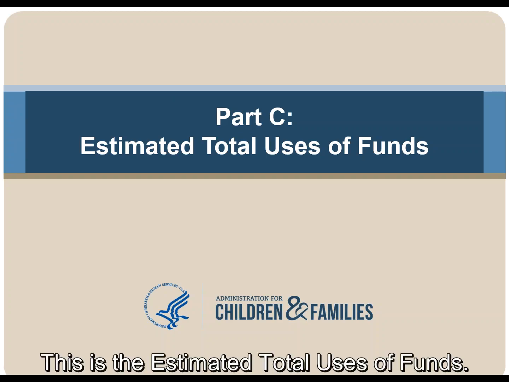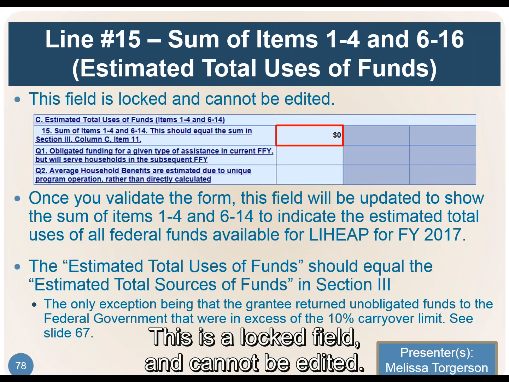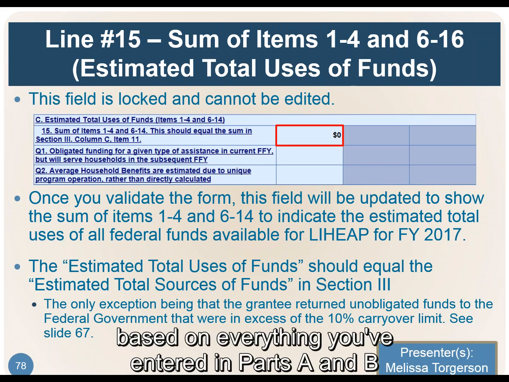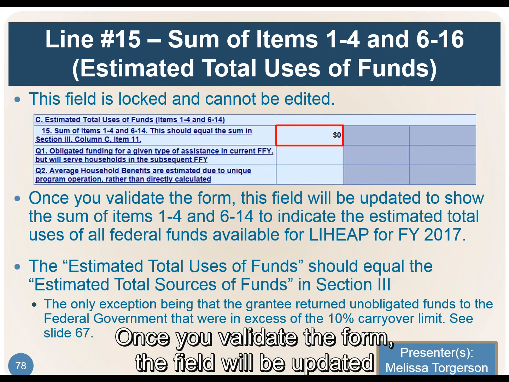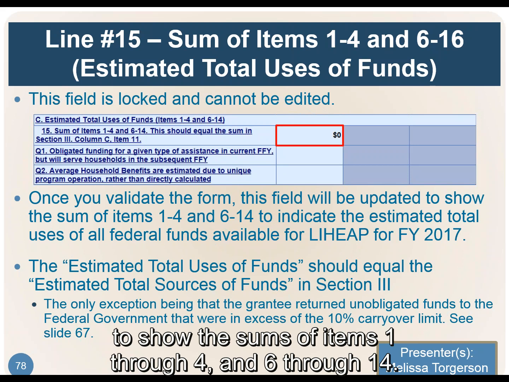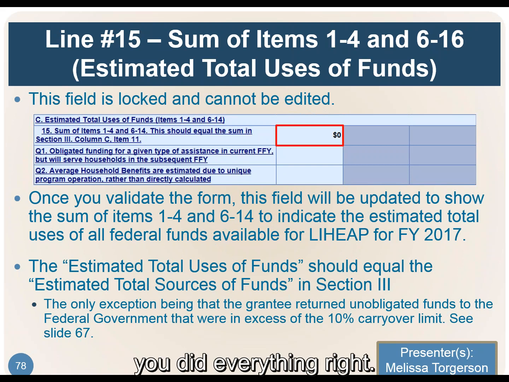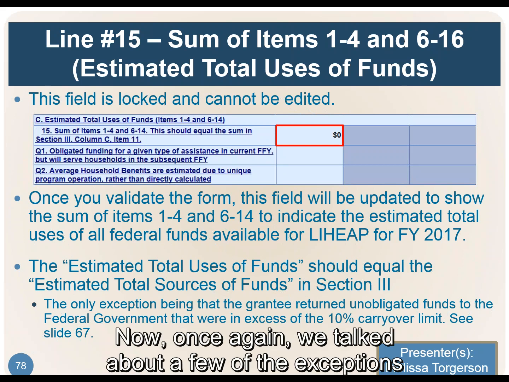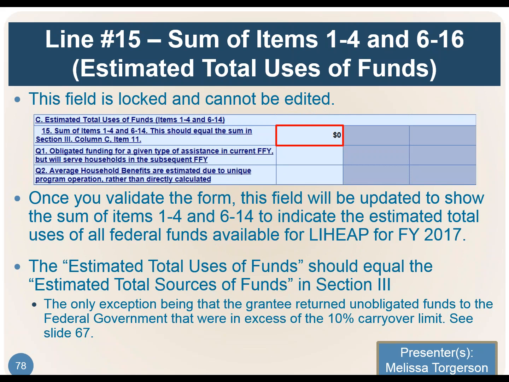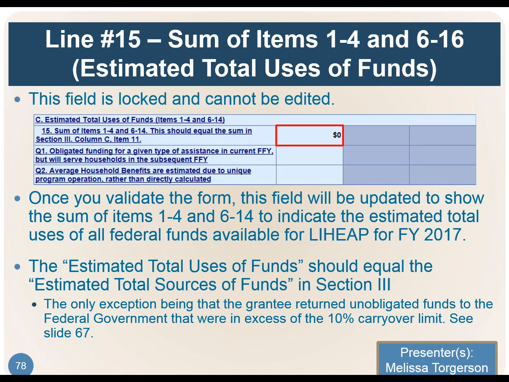So this is the estimated total uses of funds. This is a locked field and cannot be edited, and it's basically auto-calculated based on everything you've entered in parts A and B of this section. Once you validate the form, the field will be updated to show the sums of items 1 through 4 and 6 through 14, and it'll basically sum up all the uses, right? And so this is where you get to make sure you did everything right. The estimated total uses should equal the total sources. Now, once again, we talked about a few of the exceptions to this rule, primarily the one being that you're returning unobligated funds to the feds. But if that's not the case, you should see both of those numbers match.